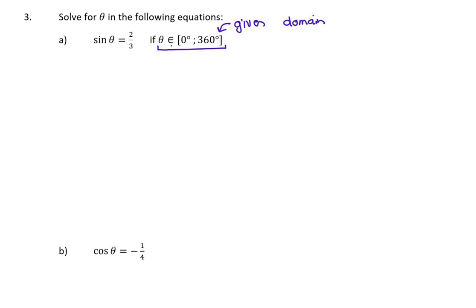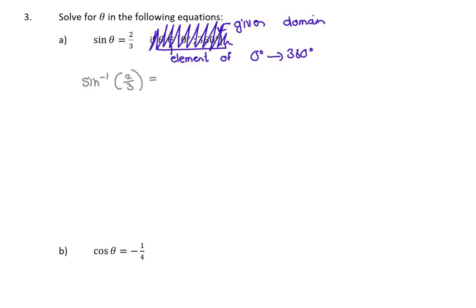What this means notation wise, this symbol means is an element of, so theta is an element of 0 to 360. So 0 degrees to 360 degrees. That's what I'm interested in. Now the moment they narrow down my domain, I just ignore this. I'm not going to look at this at first. I'll come back to worry about that in a second. I first find my general solution. Now how do I find the general solution for sine? I go shift sine of 2/3, and my calculator tells me it's 41.